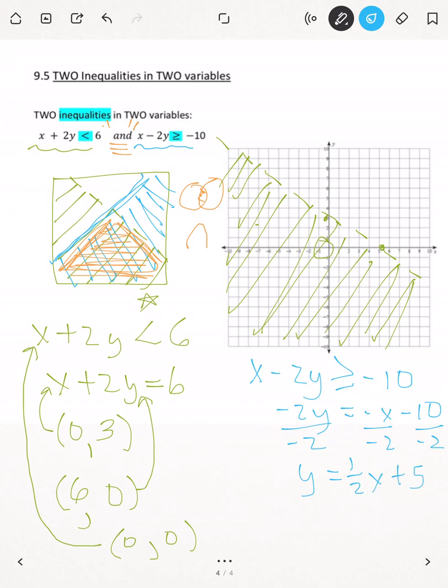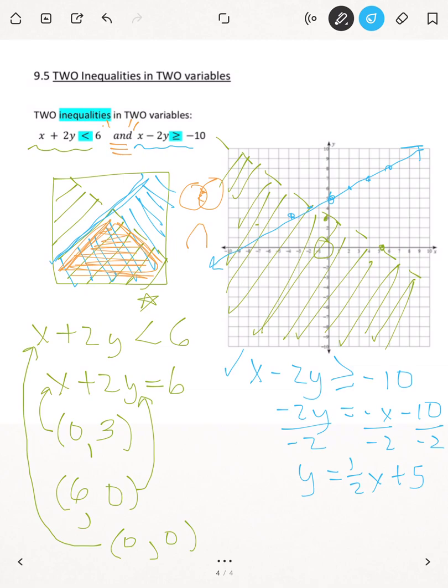This solid boundary crosses the y-axis at 5 and has a slope of 1/2. Up 1 over 2, up 1 over 2, up 1 over 2, down 1 over 2, down 1 over 2. I think that's enough points for me to be able to draw my solid boundary. Ignore the green part and you'll see that the blue line has divided the graph into two halves, an upper and a lower.